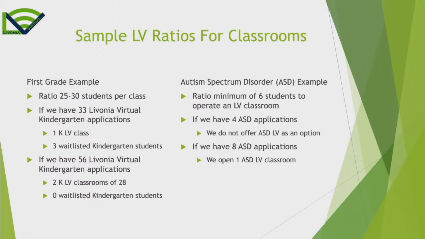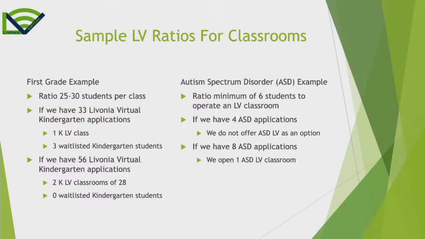If we have 33 Livonia Virtual kindergarten applications, we would have 1 kindergarten LV class and then 3 waitlisted kindergarten students. I want to speak about the waitlist in a moment. If we have 56 Livonia Virtual kindergarten applications, we would have 2 kindergarten LV classrooms of 28 students. And this is twofold: to create balance in our Livonia Virtual classrooms, so one teacher doesn't have 30 and another one has 15, but also it impacts our in-person ability to staff our students at reasonable rates too. If we go too low, that's going to negatively impact our in-person staffing.